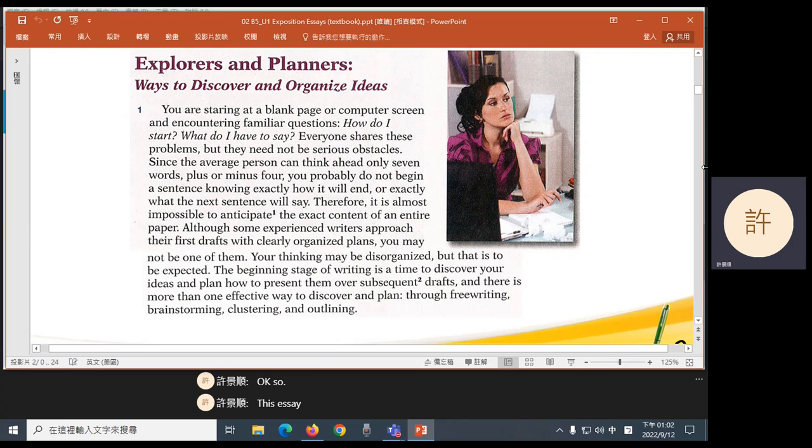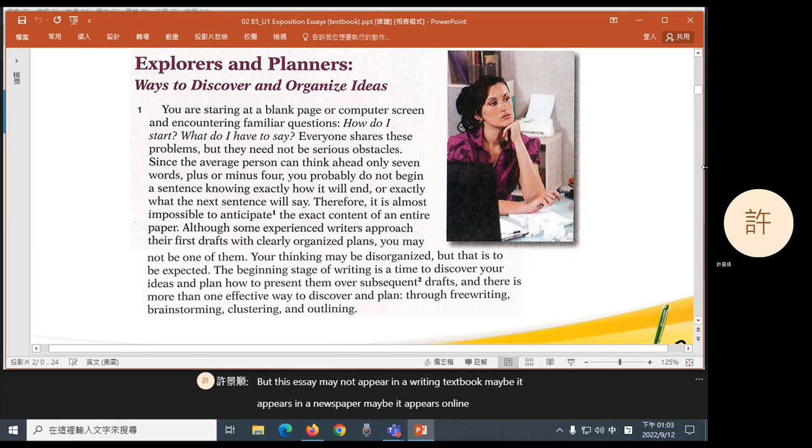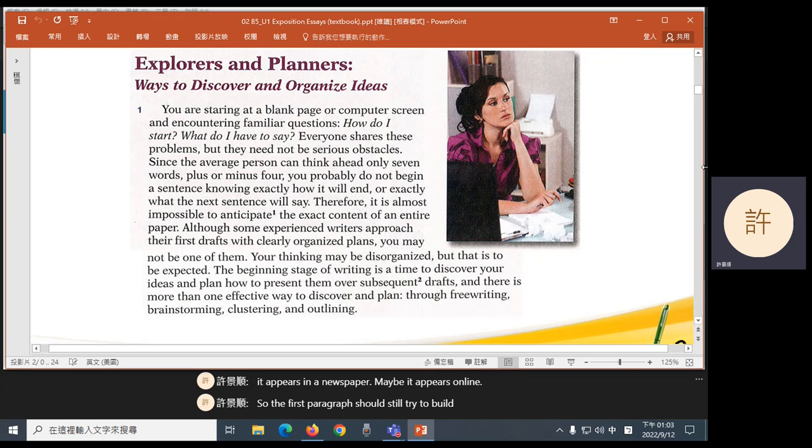this essay is about ways to discover and organize ideas when you're going to write an essay. So the first thing it has to do is to connect with its reader. In this case, it's not too hard because we are all learning about writing. And the first step in writing is to think of something to write about, to come up with ideas. So we are already predisposed to want to read this essay. It seems like useful information. But this essay may not appear in a writing textbook. Maybe it appears in a newspaper. Maybe it appears online. So the first paragraph should still try to build some kind of connection with the reader.